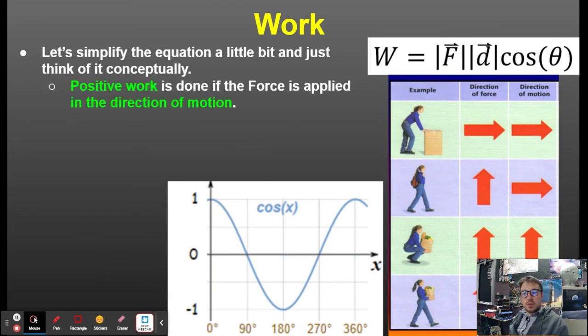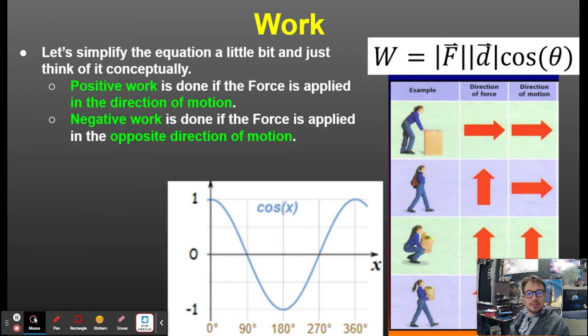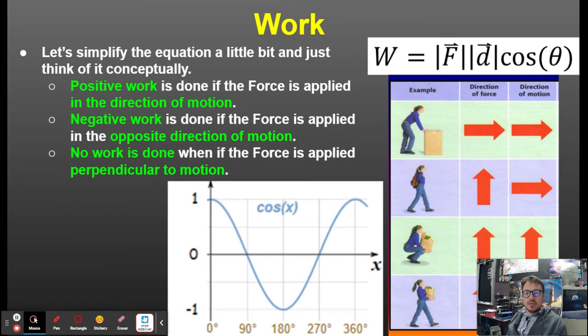Positive work is done if the force is applied in the direction of motion, the same direction of motion. Now, negative work is done if the force is applied in the opposite direction of motion, and no work is done if the force is applied perpendicular to motion.